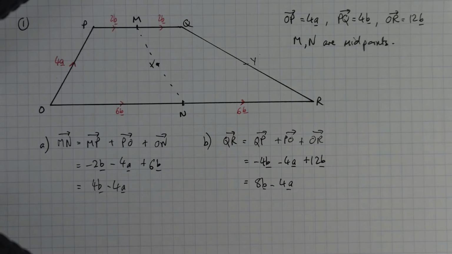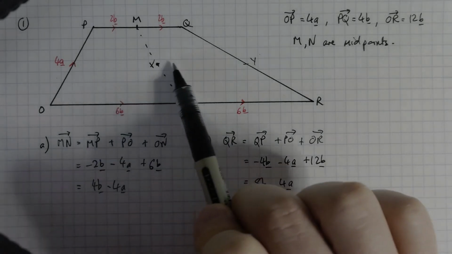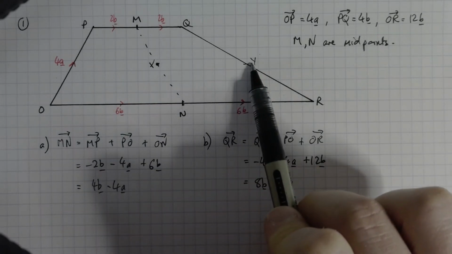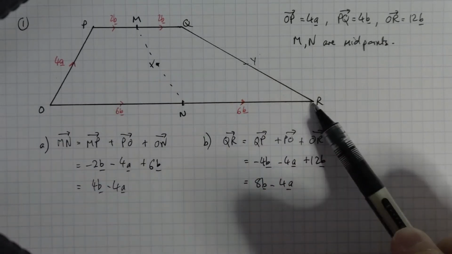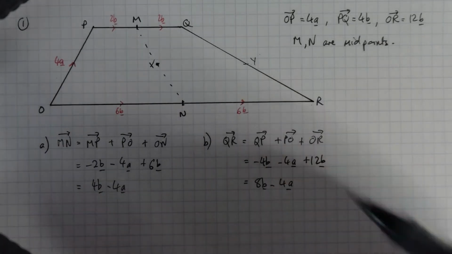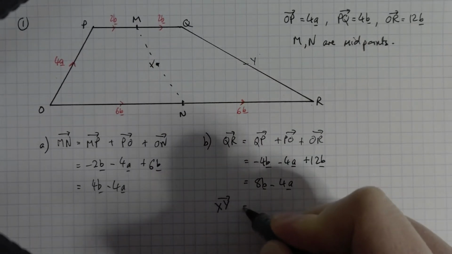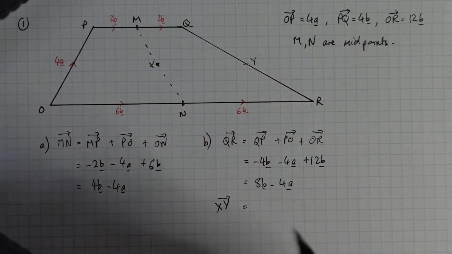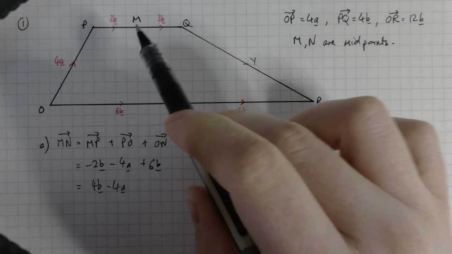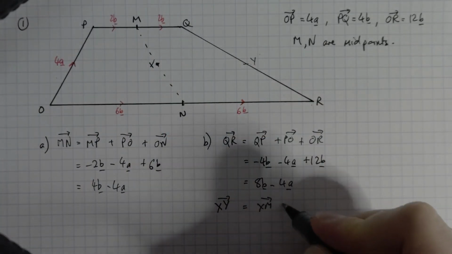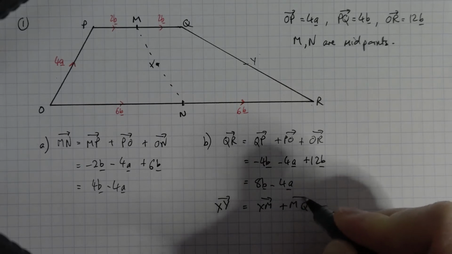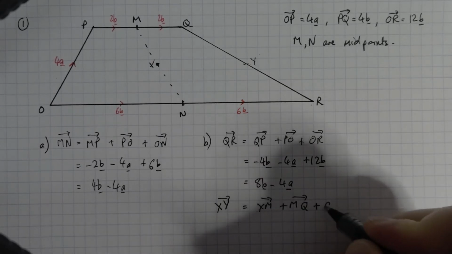I can now use that road if I want to. I'm trying to prove ultimately that XY is parallel to OR. All right, so I can now use these roads. So let's work out XY. To get from X to Y, I'm going to go X to M, M to Q, and then Q to Y.